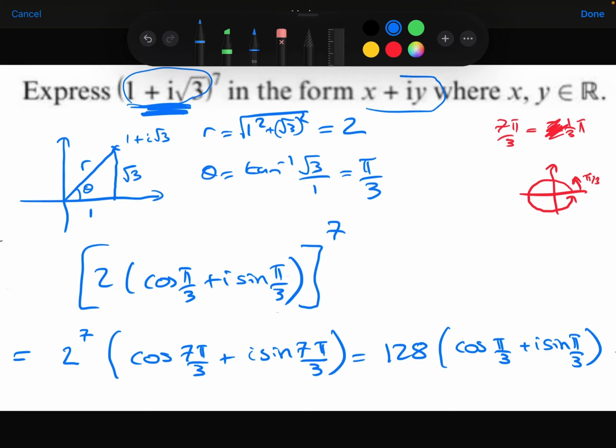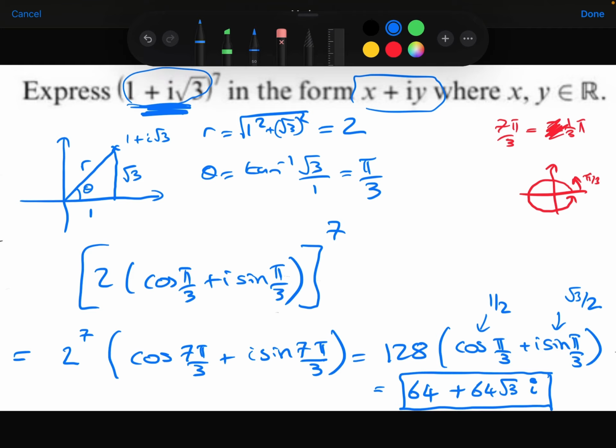Now I just need to rewrite it in the form of x plus iy. So 128 times cos pi over 3 is the same thing as 1/2. Sine pi over 3 is the same thing as root 3 over 2. So multiplying this through, then I will get 128 times 1/2 plus 128 times root 3 over 2 will be 64 root 3 i.